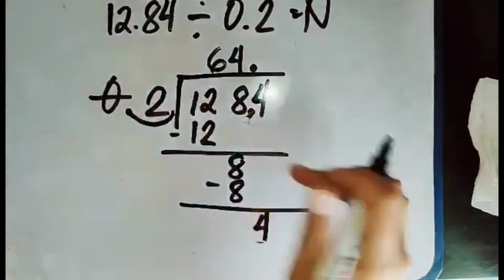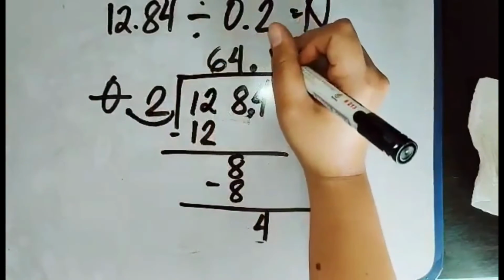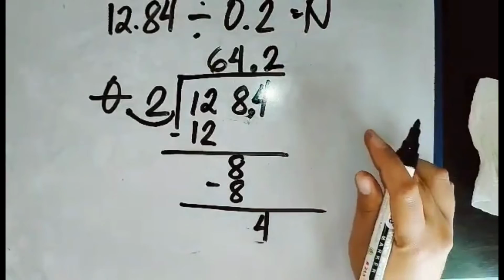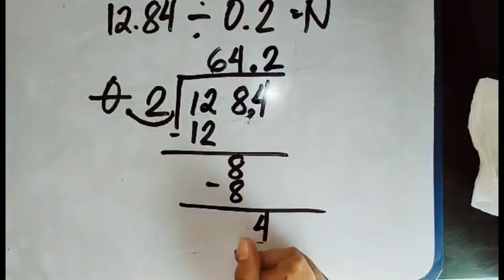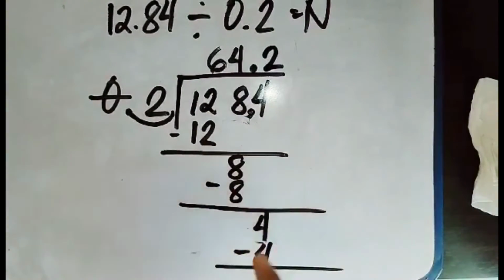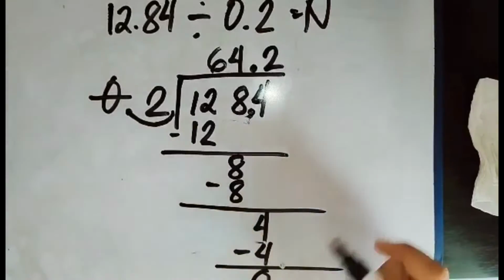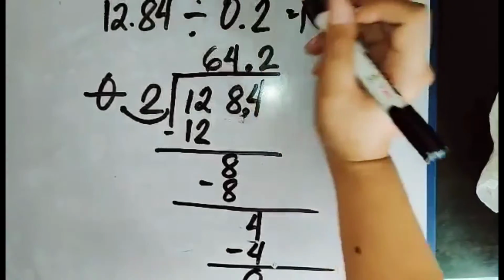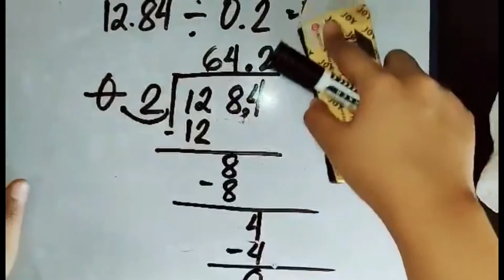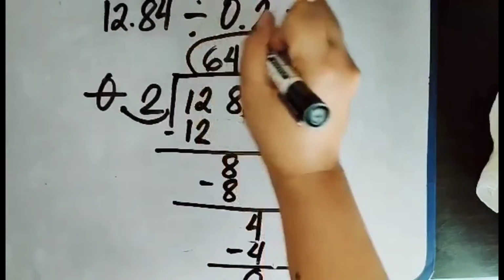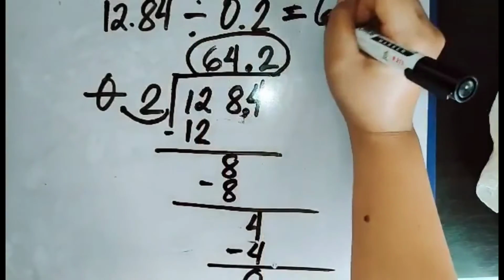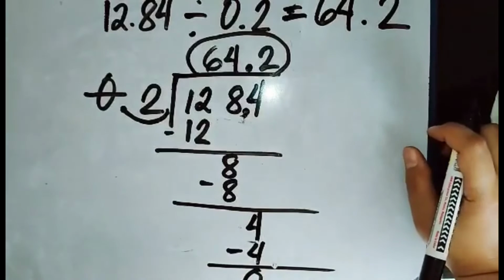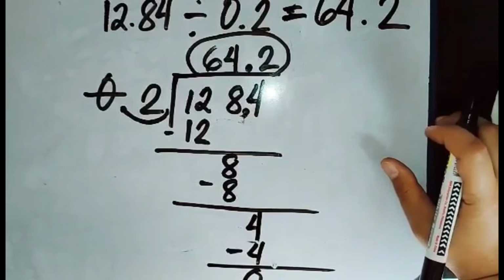4 divided by 2 is equivalent to 2. And then 2 times 2 equals 4. 4 minus 4 is equivalent to 0. So we have no remainder. And our quotient is 64 and 2 tenths.